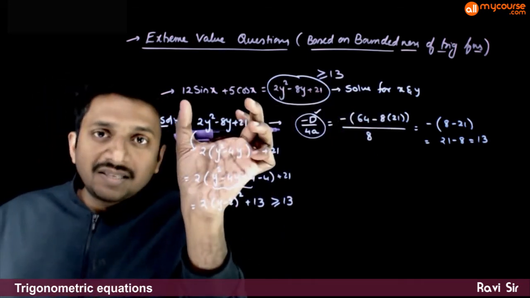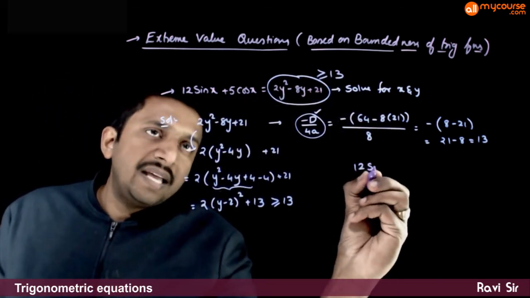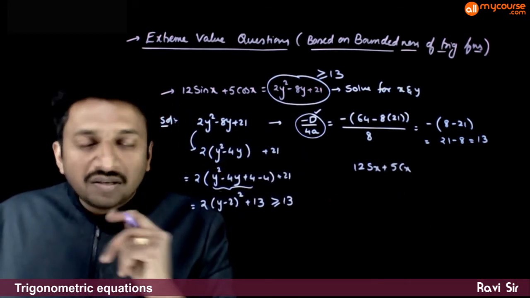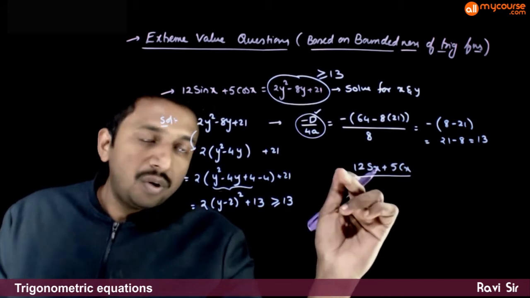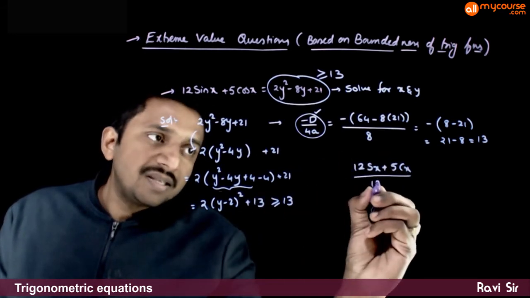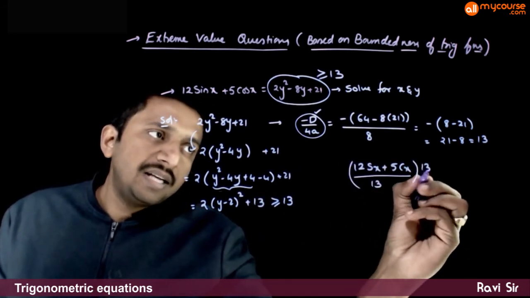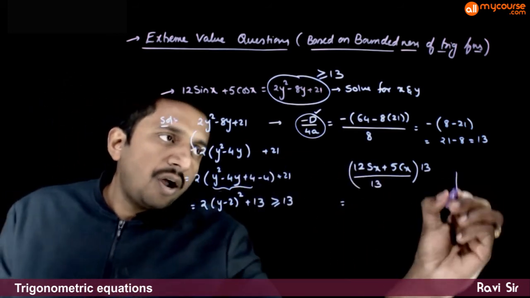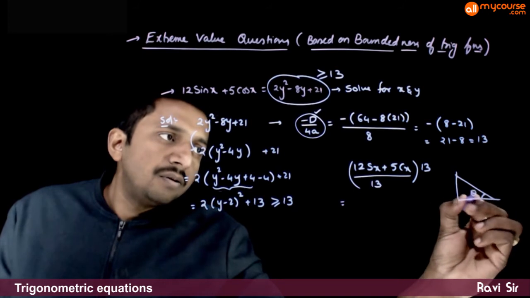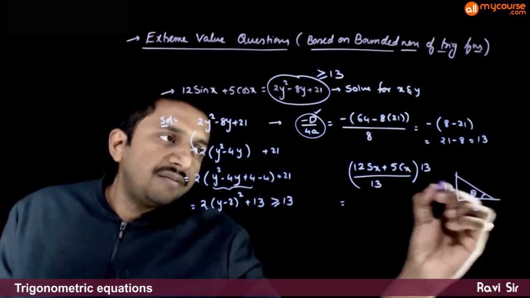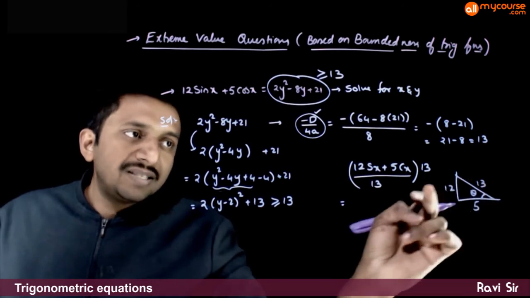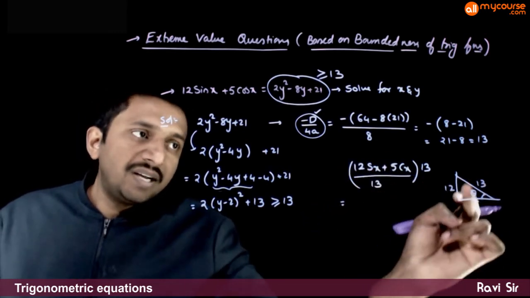Now let us analyze the LHS. 12 sin x plus 5 cos x. This is of the form a sin x plus b cos x. So we usually divide this by root of a square plus b square, that is, root of 12 square plus 5 square, which is 13. So now if you draw a triangle whose sides are 12 and 5, the hypotenuse becomes 13. So 12 out of 13 is nothing but sin theta, 5 out of 13 is cos theta.